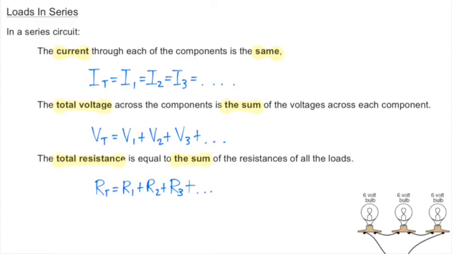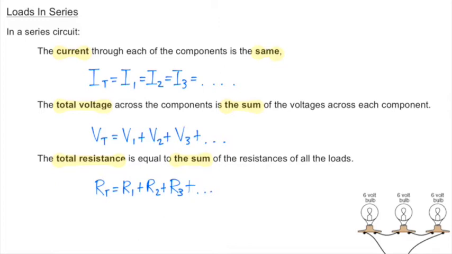Today we're going to learn the relationships of current, voltage, and resistance in both series and parallel circuits. We're going to start off by looking at series circuits. And there are three equations that govern these quantities in series circuits. So let's take a look at current in a series circuit first.